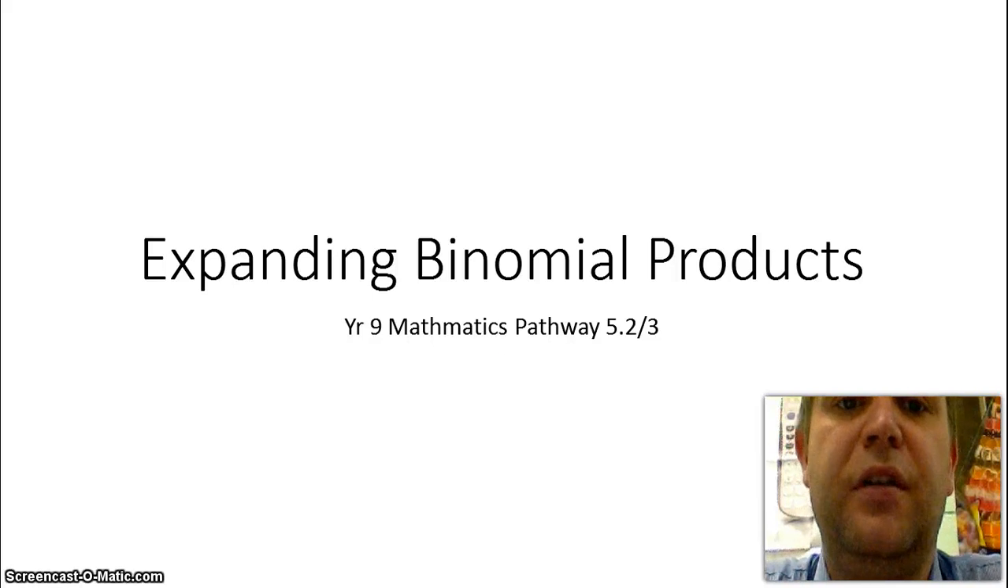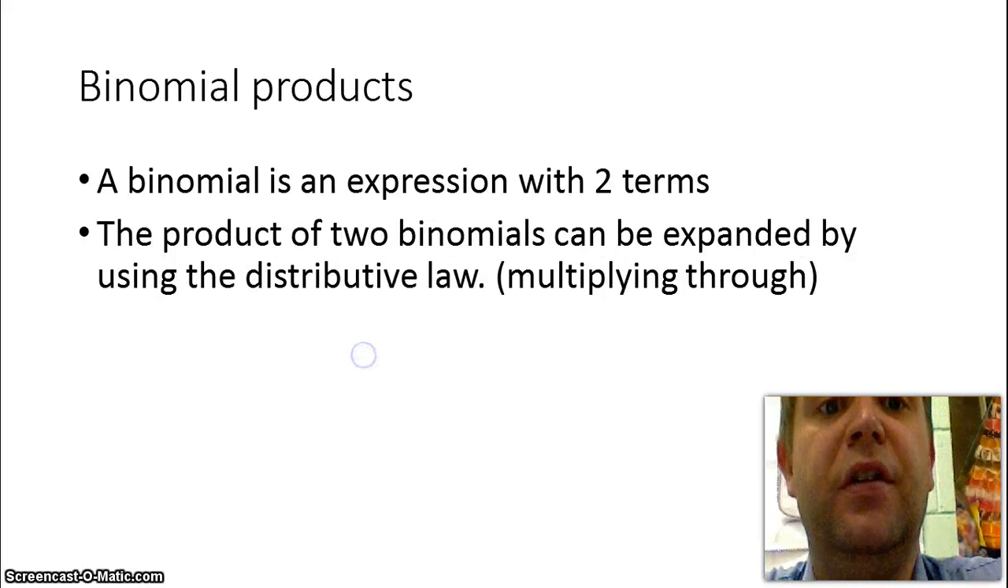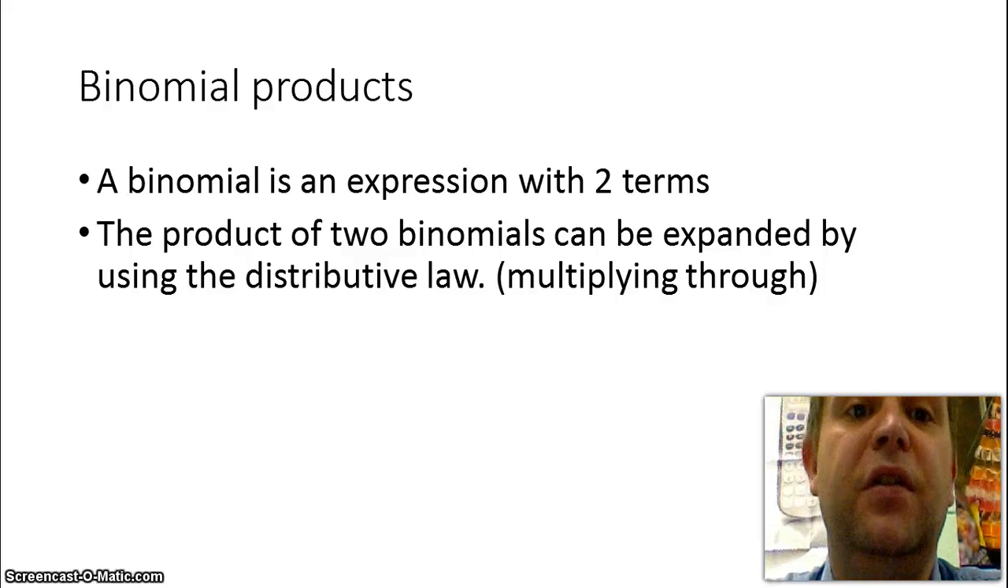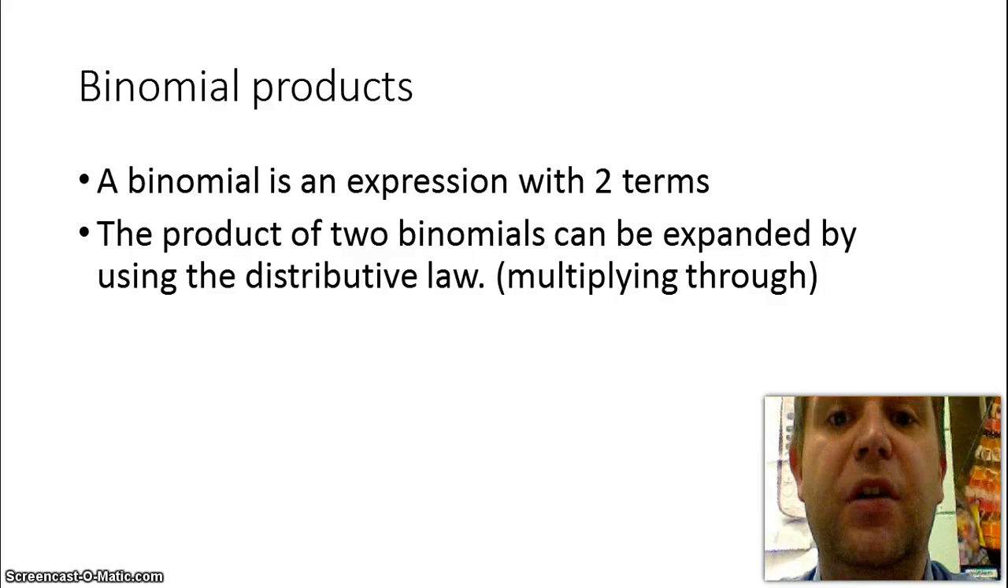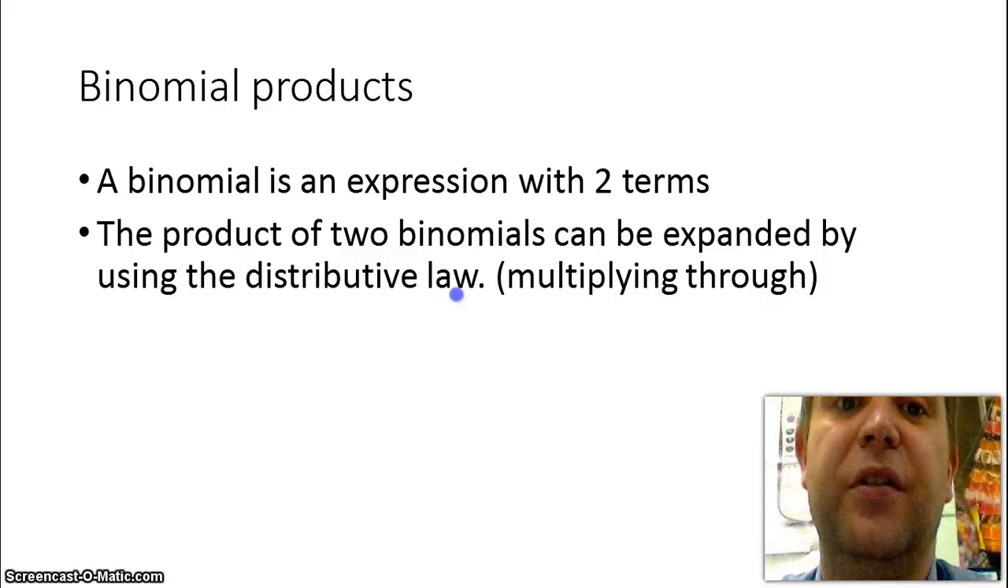So today we're looking at the first of our 5.2, 5.3 content. We're looking at expanding binomial products. A binomial is something that has two terms. We've seen some of these, but we're going to look at some of the more difficult binomials. We can expand them by using the distributive law, or what I call multiplying through.